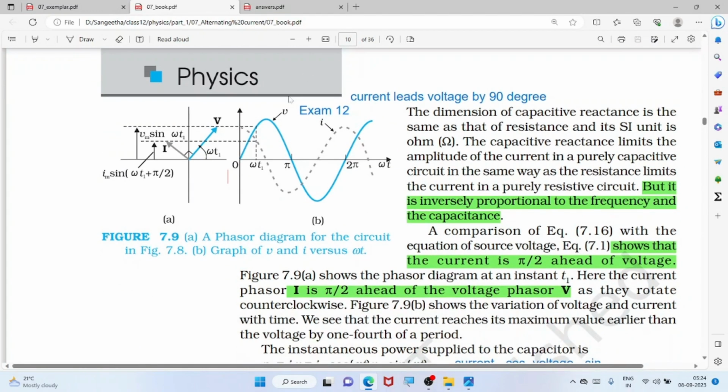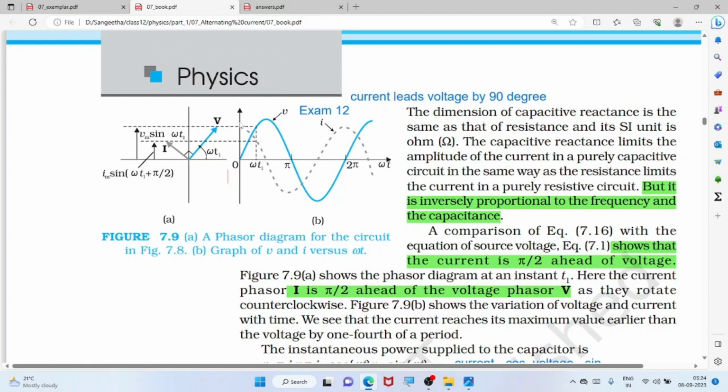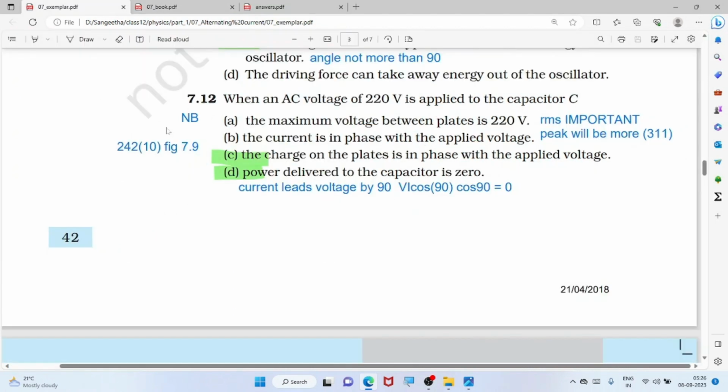See, this is the voltage and current. The current leads the voltage by 90 degrees. Here the peak is there for the voltage. So the current leads the voltage by 90 degrees here.